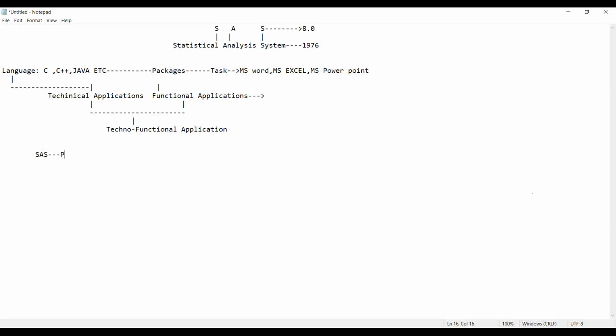Even in SAS, we call them products. We don't call them modules, guys. We call them products. The products in SAS are basically classified or divided into three categories. What are those categories, guys?